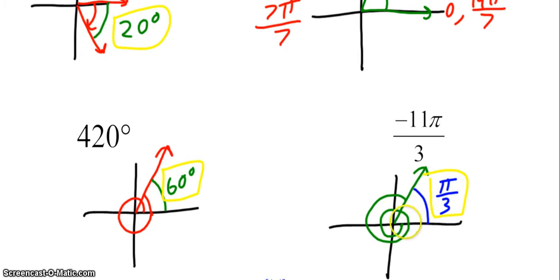Negative 11 pi thirds. This one I drew the angle. It ends up having a terminal side in the first quadrant again. So what is the positive acute angle, or what is the acute angle in the first quadrant between the initial and terminal side? That is going to be pi thirds. So this has a reference angle of pi thirds.